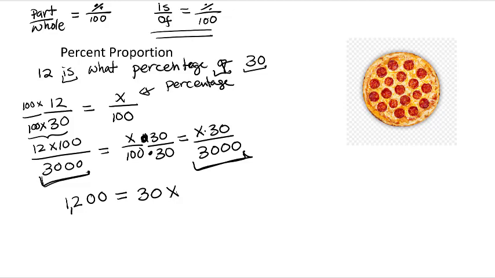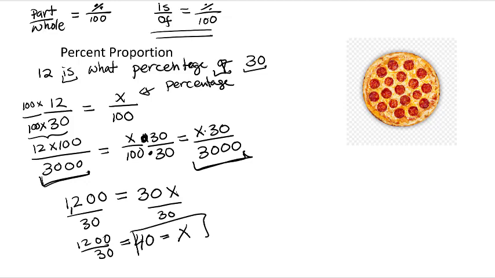So we have now 1200 equals 30x, and we can divide both sides of this equation by 30. So on the left-hand side, we have 1200 divided by 30, which is just 40. And on the right-hand side, we have 30x divided by 30, which is just x. And so our answer is x equals 40, which means that x equals 40%, right? And 12 is 40% of 30.